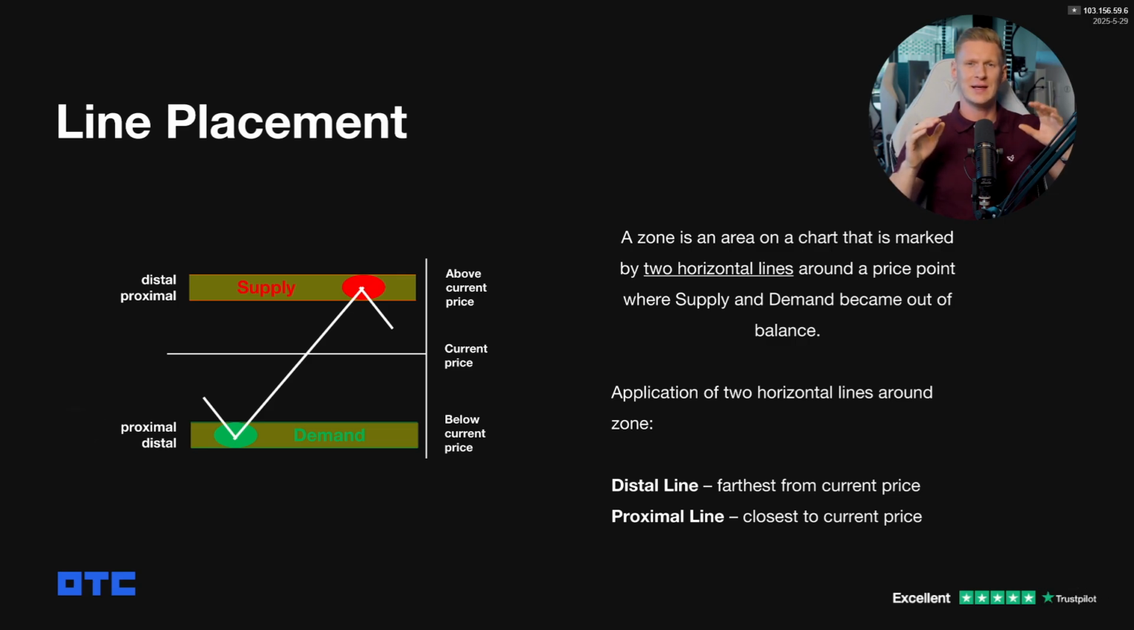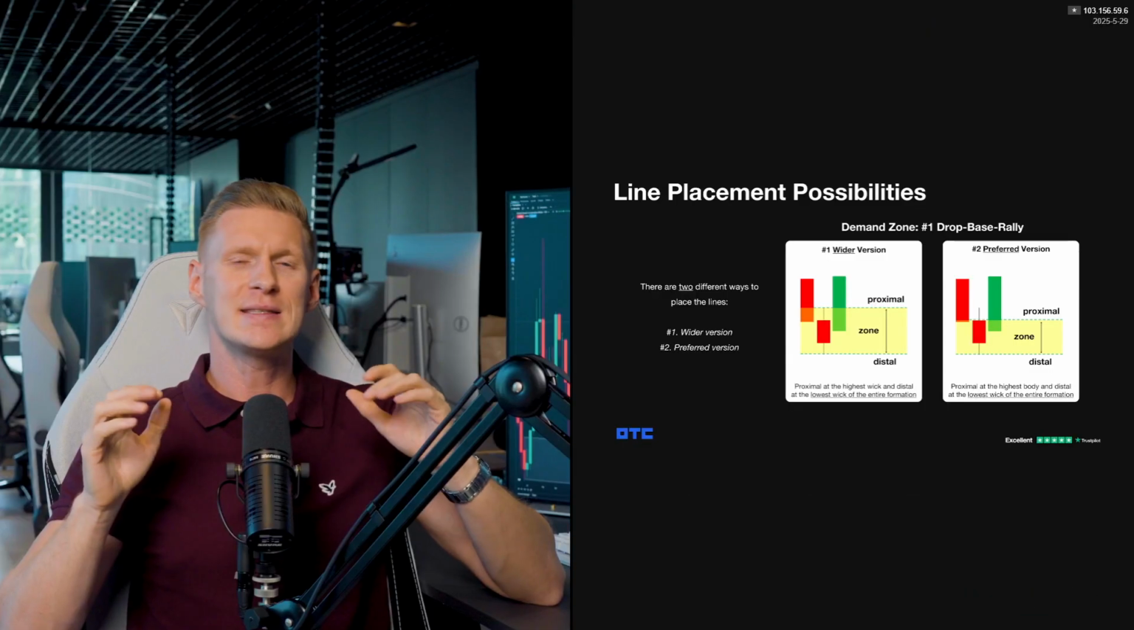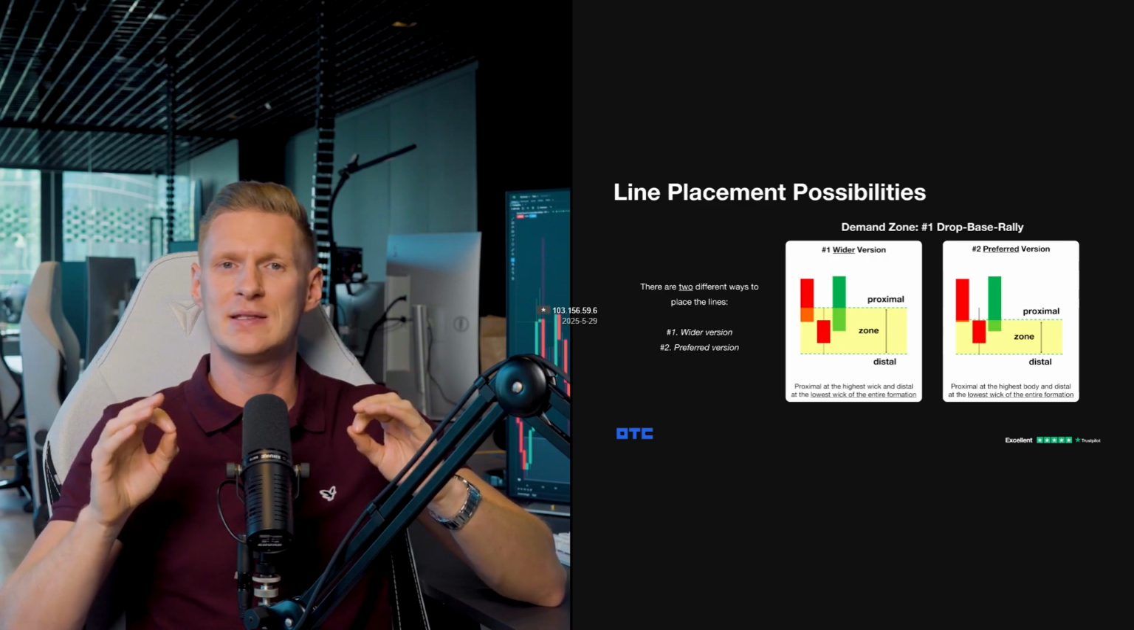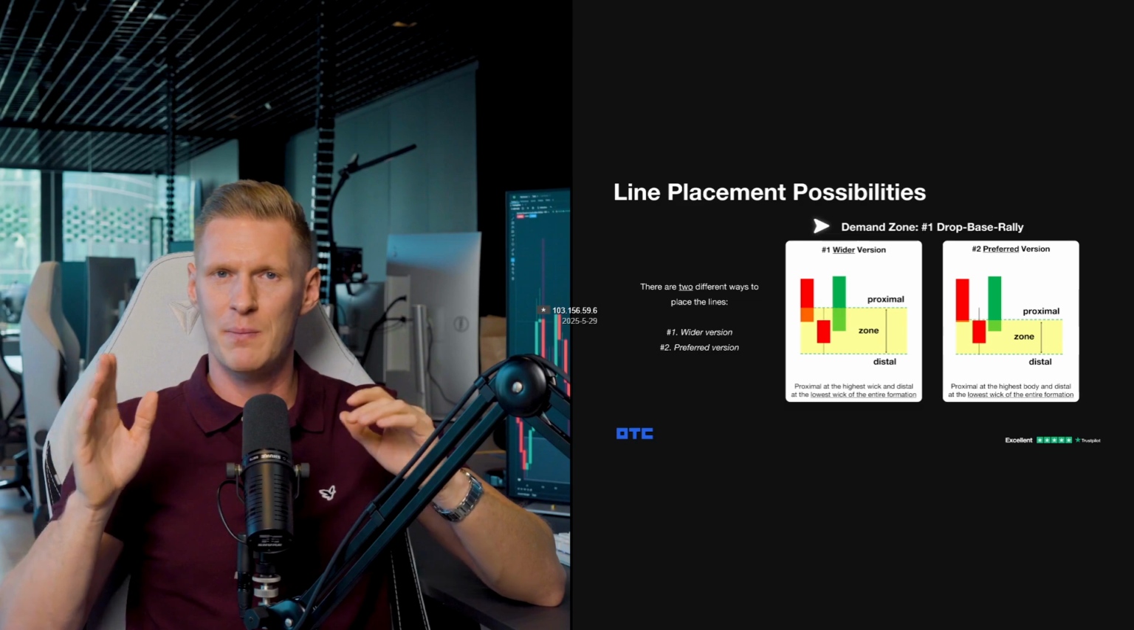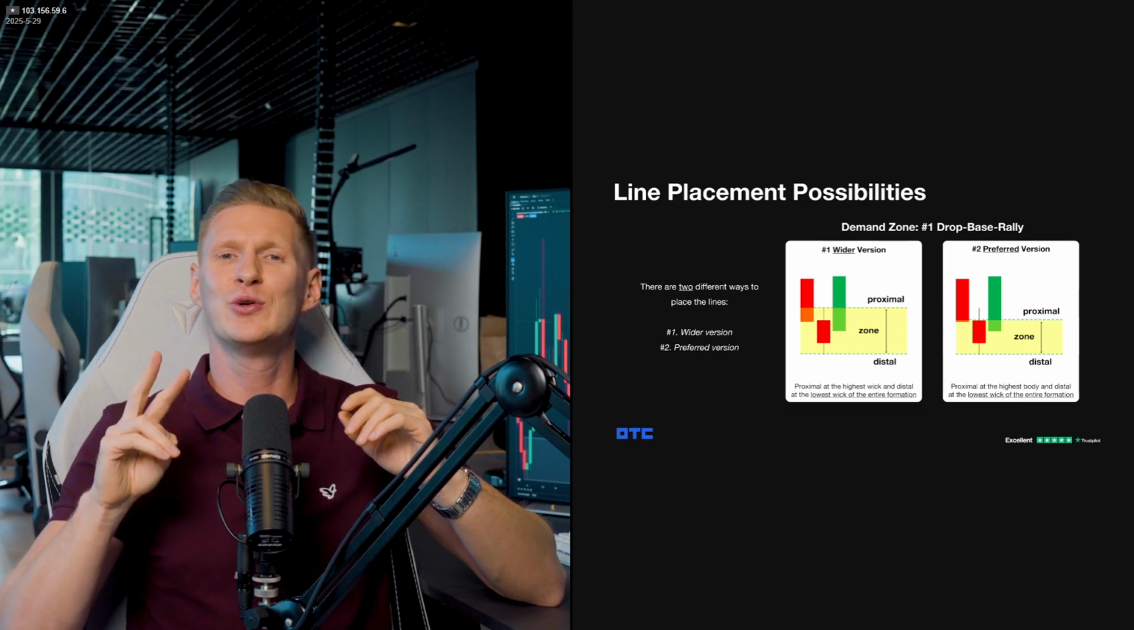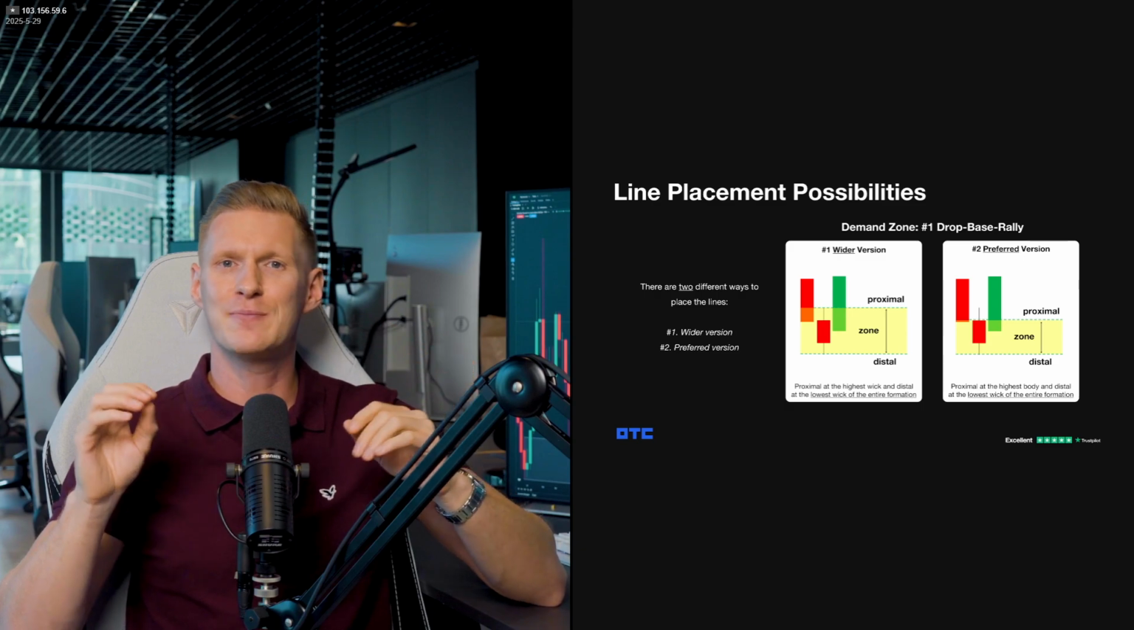Notice on this chart, there's a demand zone below the current price and a supply zone above it. Each zone is outlined by two horizontal lines surrounding the base. The distal line lies furthest from the current price, and the proximal line sits closest to it. Mastering these line placements is crucial for accurate trading, as your entry and stop loss orders depend on them. Let's apply this concept to our demand zone formations, starting with a drop base rally setup. There are actually two ways to position the distal and proximal lines.